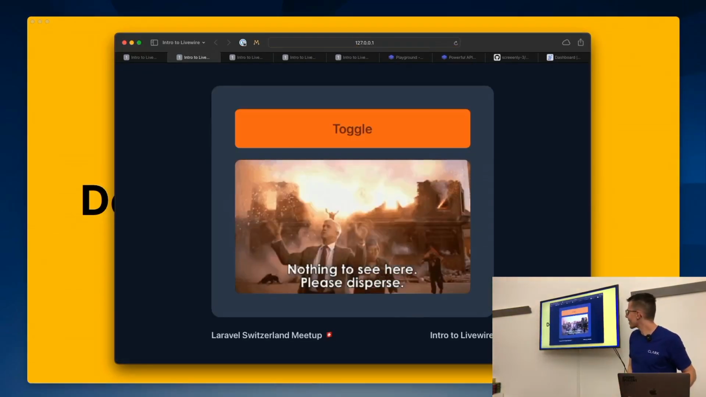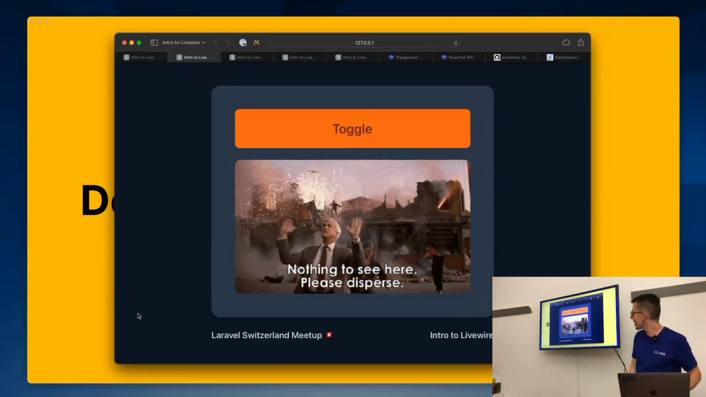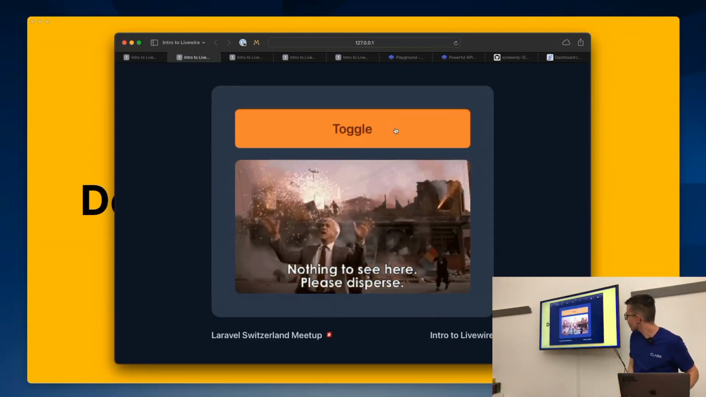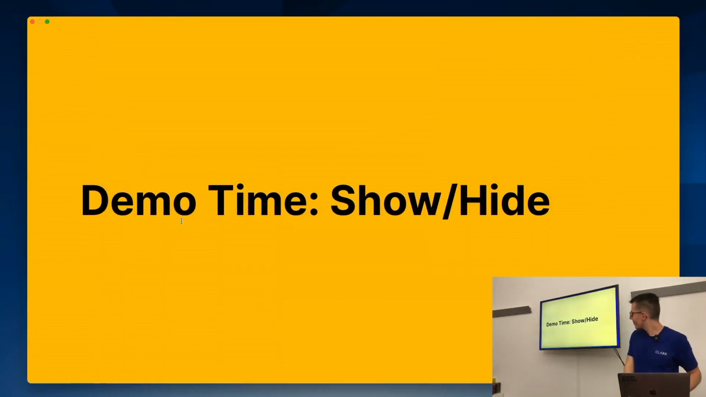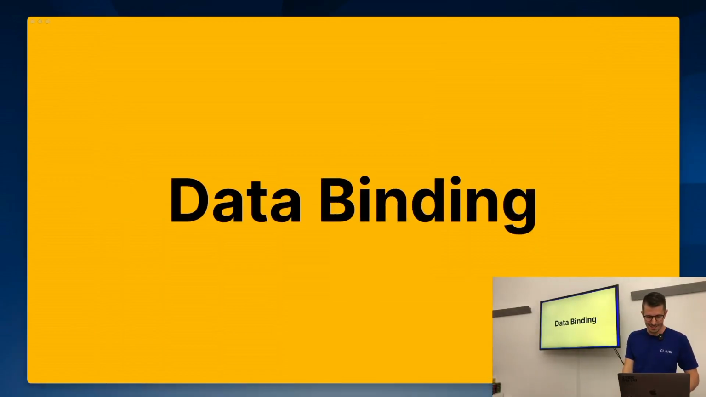This is the demo, just a GIF, nothing to see here. But if I click the button, it switches to the text. Very simple, but I think you get the gist. OK. Next, data binding.